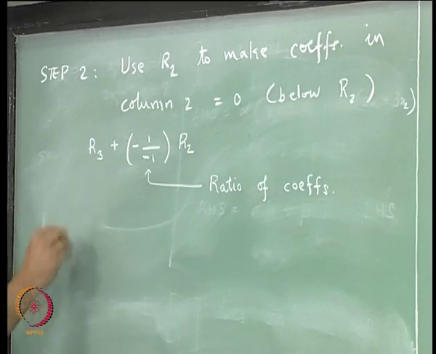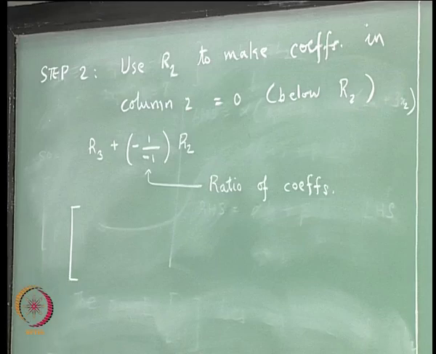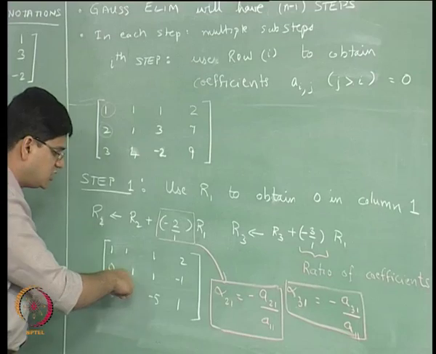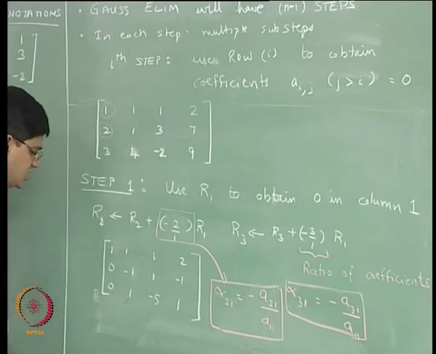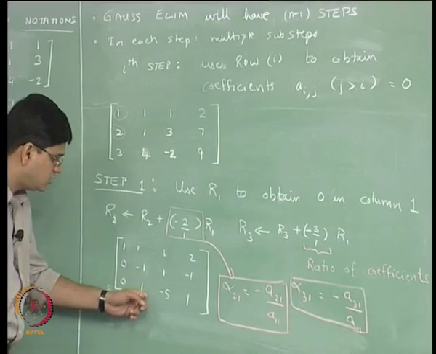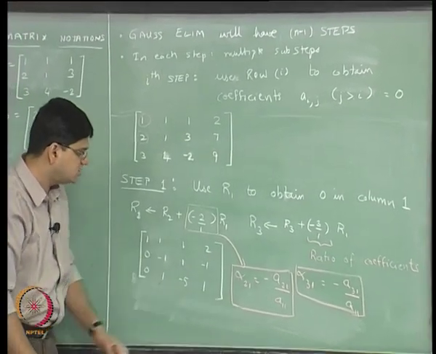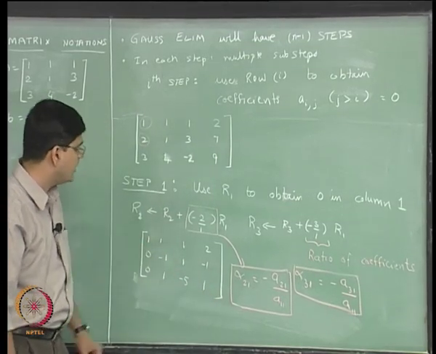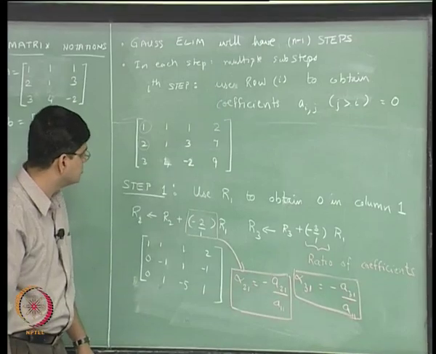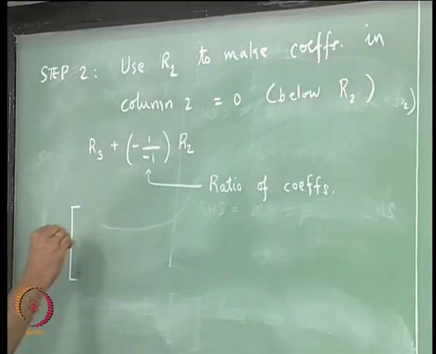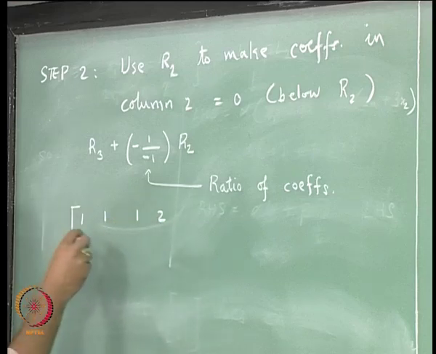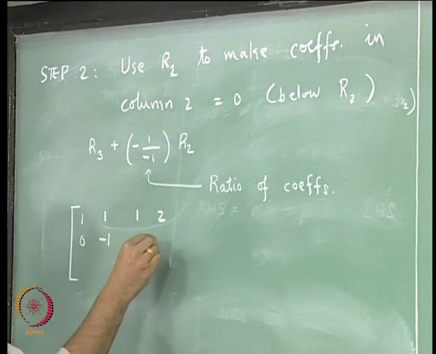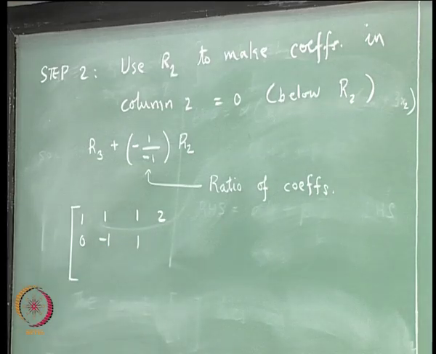Okay. So when we do that, what we will get is 1 1 1 2 in the first row unchanged, 0 minus 1 1 minus 1, the second row unchanged. We will get this as 0 0 minus 4 and 0 over here. Okay. So that is what we are actually going to get when we do addition of these two rows. I think I have probably made a mistake over here.